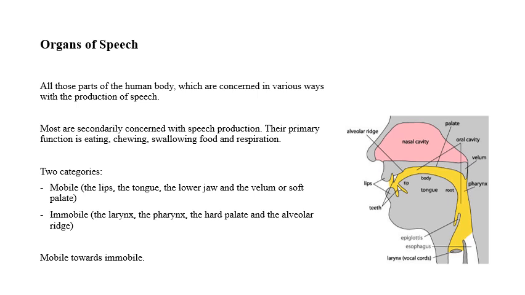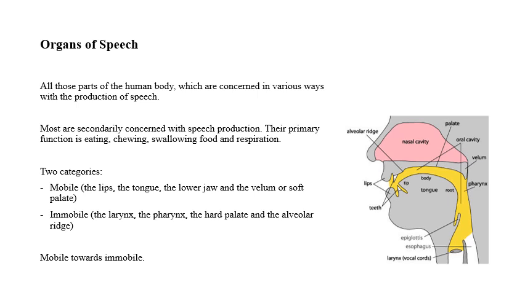Okay, now let's talk about the organs of speech, or speech organs. Now, what do we mean by organs of speech? Well, these are the parts of the human body which are associated in various ways with the production of speech. So again, they are the parts of the human body which participate in the process of sound or speech production.